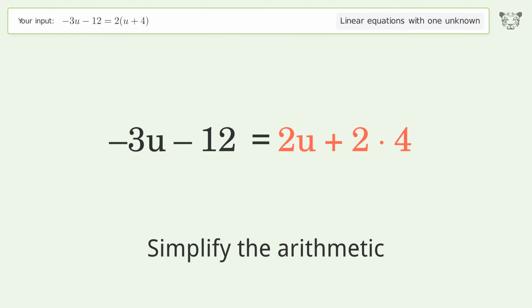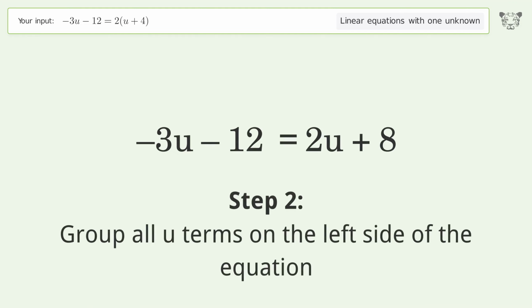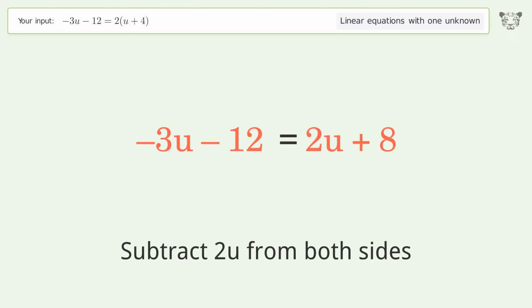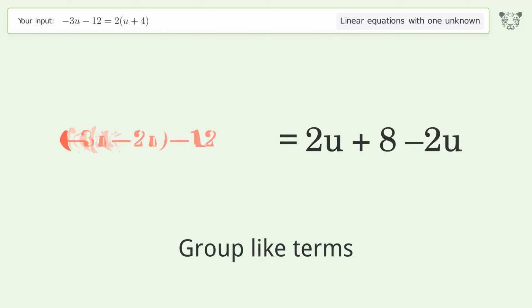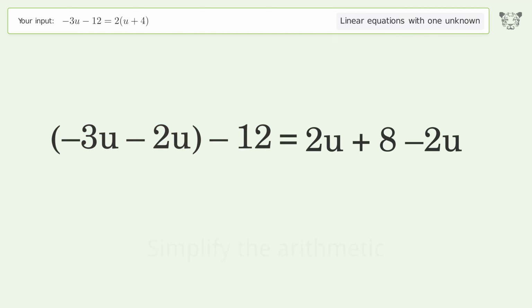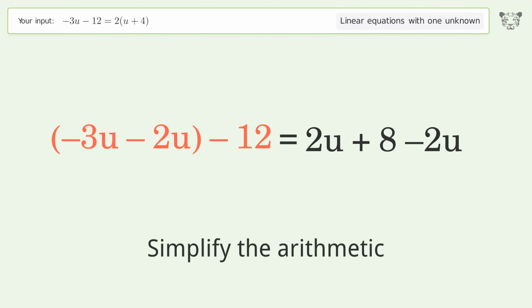Simplify the arithmetic. Group all u terms on the left side of the equation. Subtract 2u from both sides. Group like terms. Simplify the arithmetic.